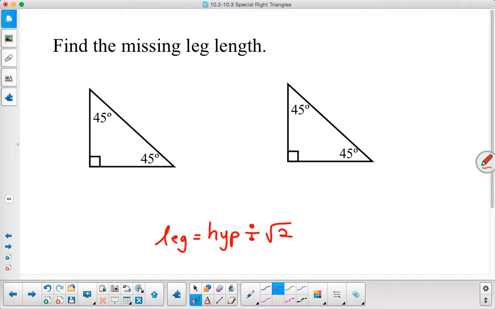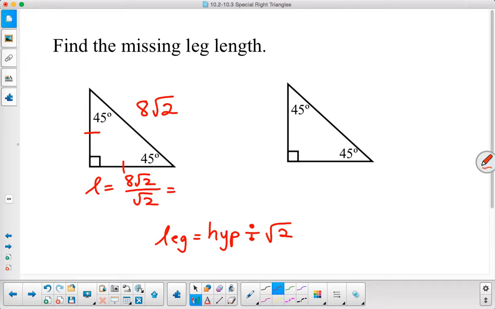Find the missing leg length. Whether we go to decimal or not is going to depend upon what I give you to start with. Okay, now remember your two legs will be the same. I'm going to give you the hypotenuse as 8 times the square root of, whoops, I don't want the square root of 3, I wanted the square root of 2. Okay, now to get the leg, you have to take the hypotenuse and divide by the square root of 2.